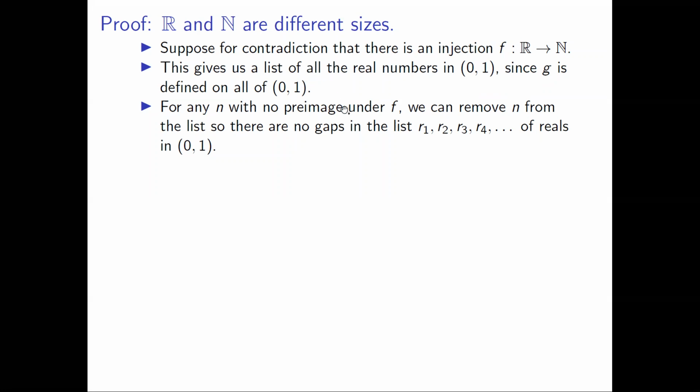So assuming that we have this injection from the reals to the naturals, this gives us some list of the real numbers in 0, 1. And we list them in some order. We don't know what the order is, but we know there's some order that we can list them where they go R1, R2, R3, R4, for some different real numbers, and so on. And again, all these real numbers are from the open interval from 0 to 1. And every real number in that interval is in our list.